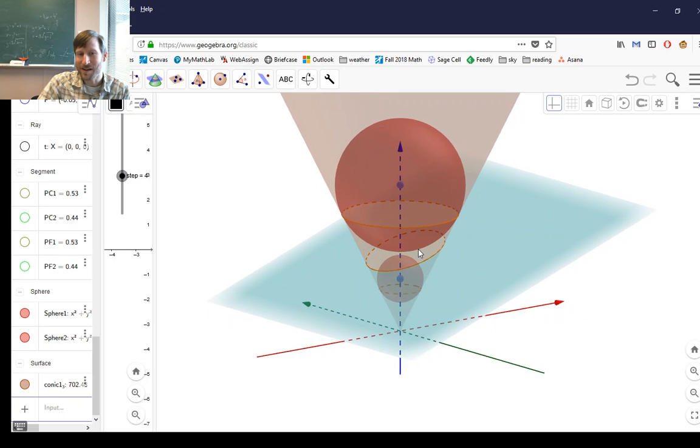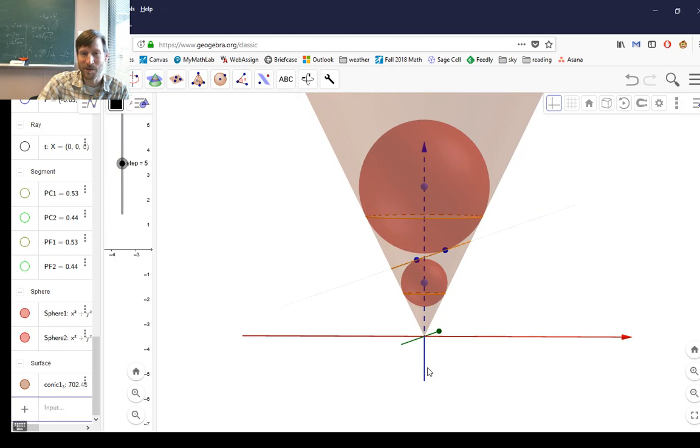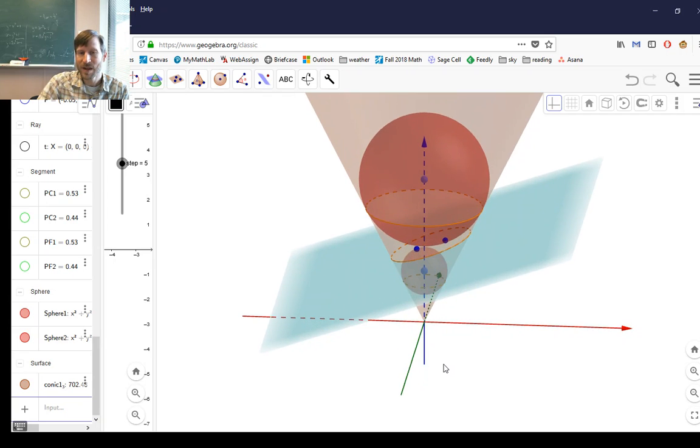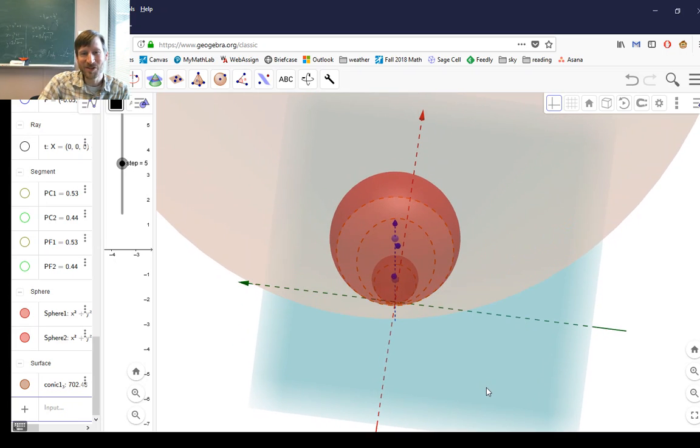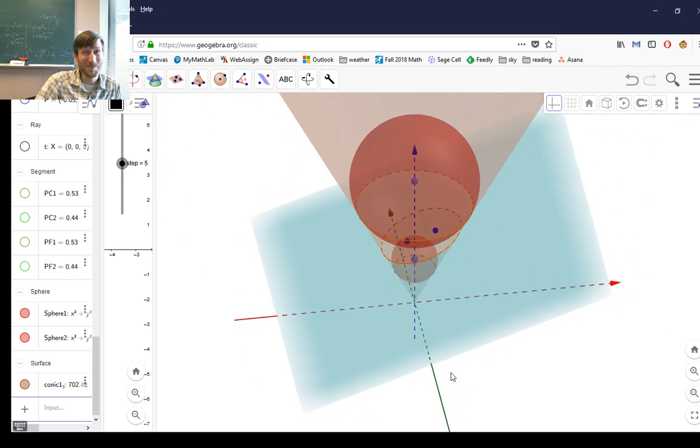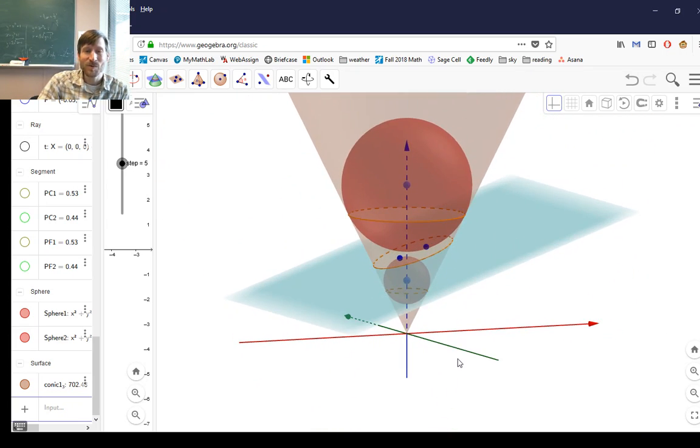In fact, why don't we emphasize those points by marking them. There are the 2 points where the spheres intersect the ellipse. You can see, looking at the edge of the ellipse like this, that these 2 points are on the plane of the ellipse and also on the sphere. And if we look at this from above, looking at that ellipse, it looks like those points might be the foci.